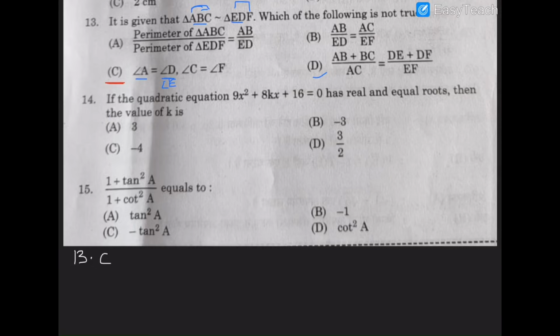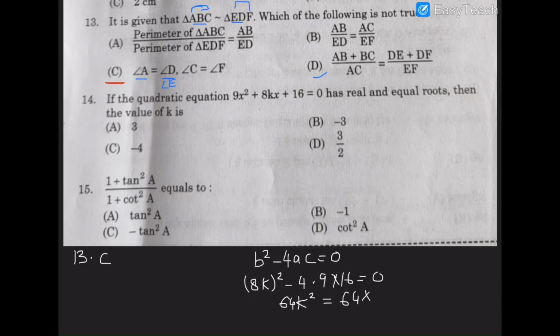14th, in the next question, the quadratic equation 9x square plus 8kx plus 16 equal to 0 has real and equal roots. So for real and equal roots, b square minus 4ac is equal to 0. b is 8k, so 8k whole square minus 4 into 9 into 16 equal to 0. So this will give you 64 k square equal to 4 into 16 into 9, that is 64 into 9. 64 and 64 will cancel out. k square comes out to be 9. That means k is equal to plus minus 3.